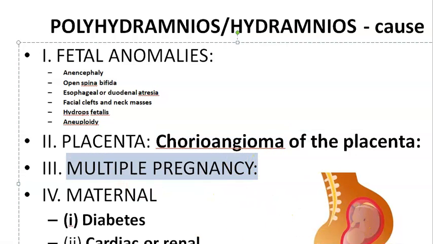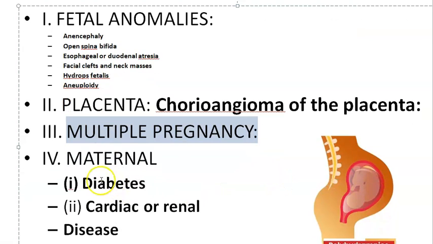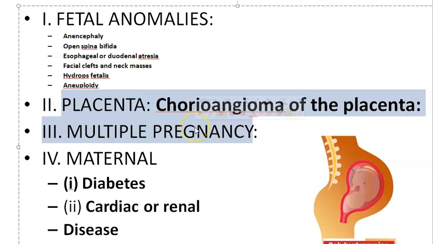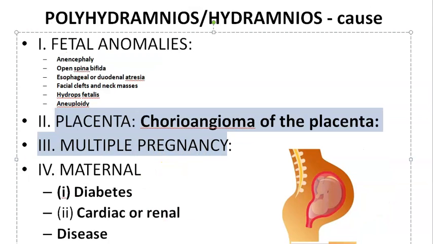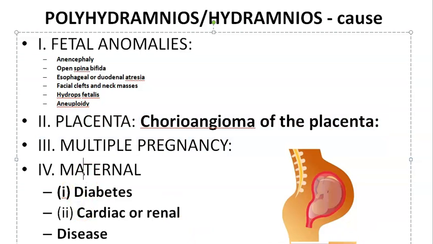Now, what happens in multiple pregnancy? We already told you, especially if there is twin-to-twin transfusion syndrome, right? That is a big problem. These two can lead to acute polyhydramnios. Now, let's come to mother.